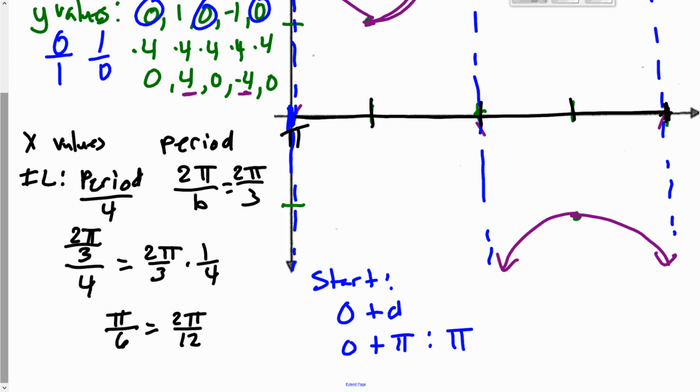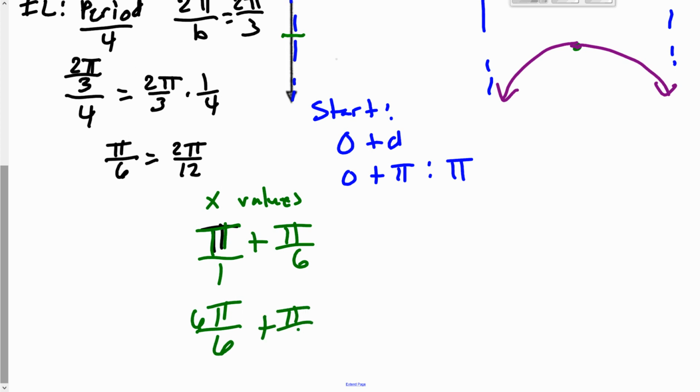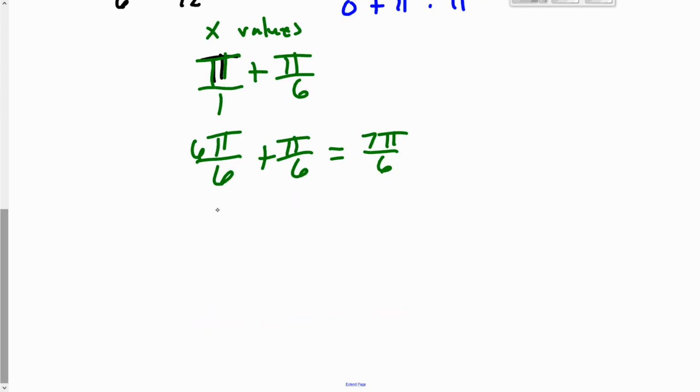Then we're going to add our interval length. Well, our interval length is pi sixth. So we're going to take where we start, so x values. We're going to take pi and add our interval length, pi sixth. That means we need a common denominator, right? So we can put 1 under this, and I get pi, or 6 pi over 6, plus pi sixth is 7 pi sixth. Okay, and then we can take that one and add another interval length of pi sixth, because that's our interval length, it's 8 pi sixth.